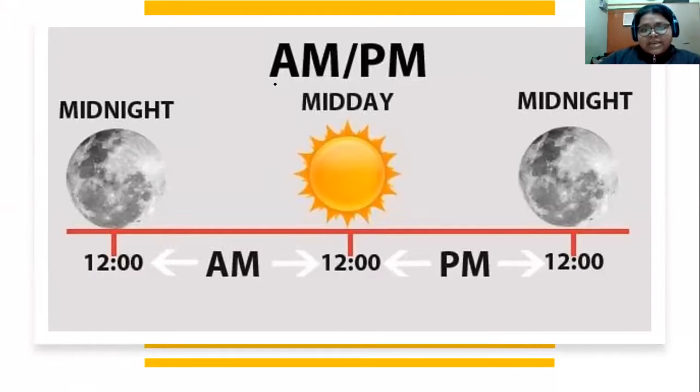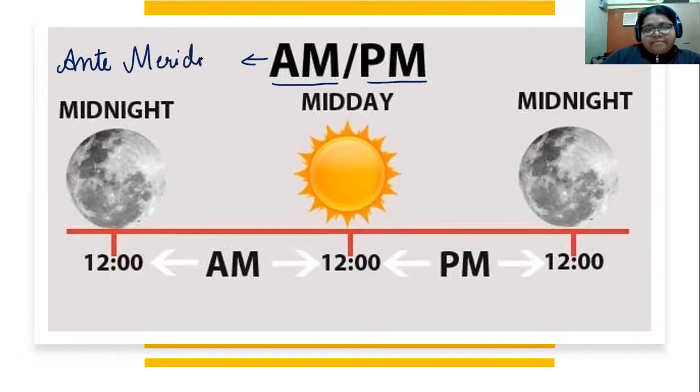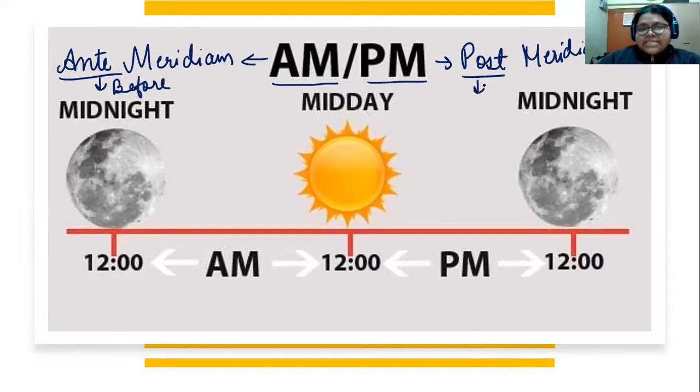So you can see here AM and PM. So AM means ante meridiem, and PM means post meridiem. Ante here means before, and post means after.